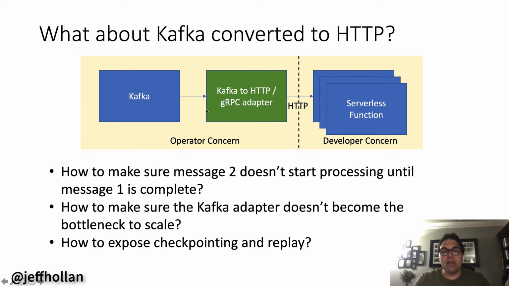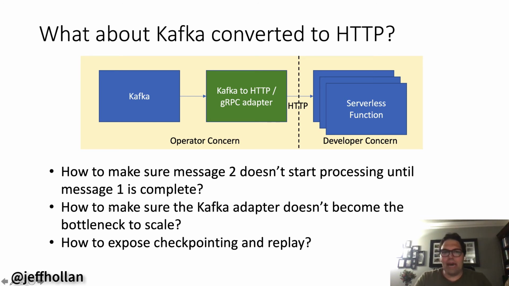Because if I have this single instance Kafka adapter that's getting thousands of messages and just spewing them out, it's like everybody gets an HTTP message. How do you make sure that message 2 doesn't start processing until message 1 is complete? In an HTTP world, that might mean you only send one message at a time. You wait for it to come back, and then you send the second message. But that really slows things down. In Kafka land, you're pulling in and processing these huge batches. So that becomes a little bit more challenging.